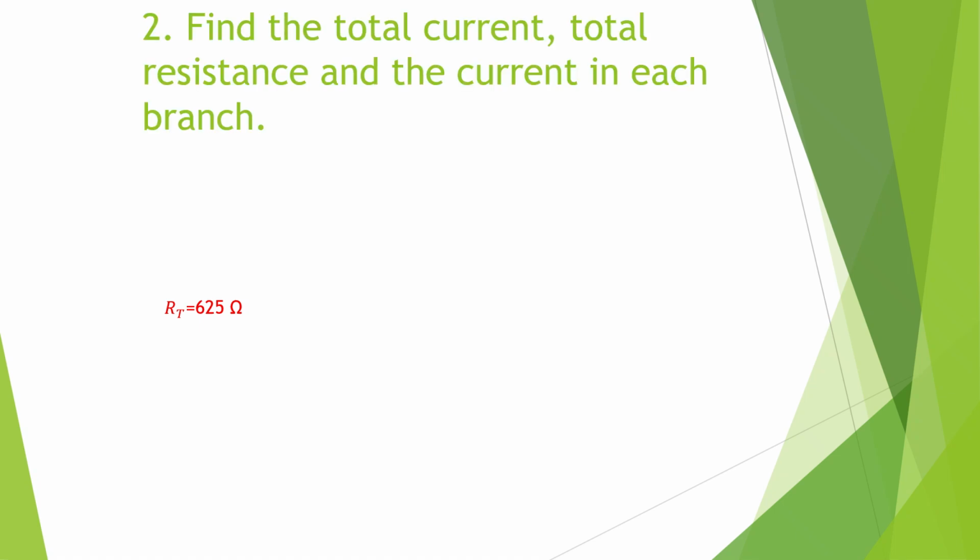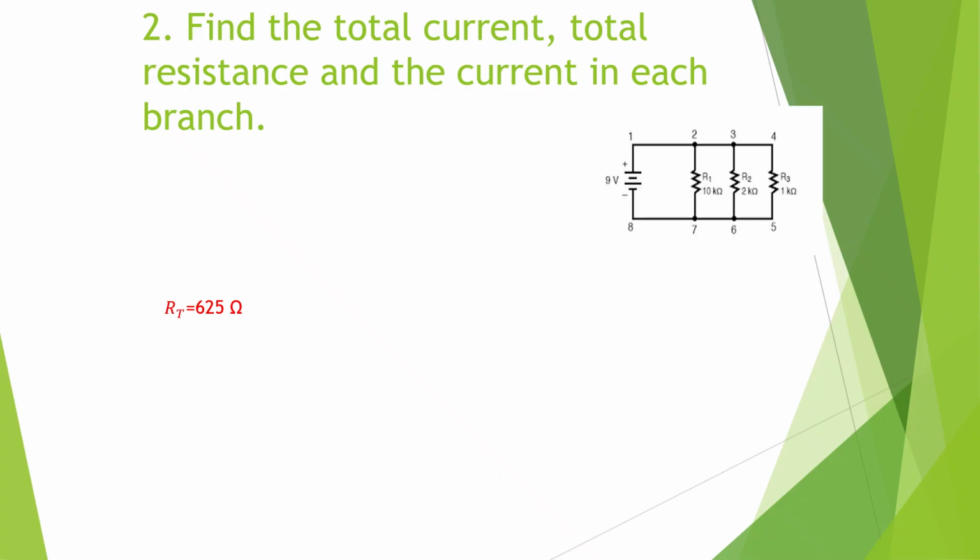Okay, now we will see one more problem with parallel resistors. In the previous problem we have seen only two resistors. We are going to see three resistors now. Here we have connected three resistors in parallel with each other. Their entry points are 2, 3, 4, and their exit points are 7, 5, 6. Okay. First, let us find out the total current, total resistance, and the current in each branch.